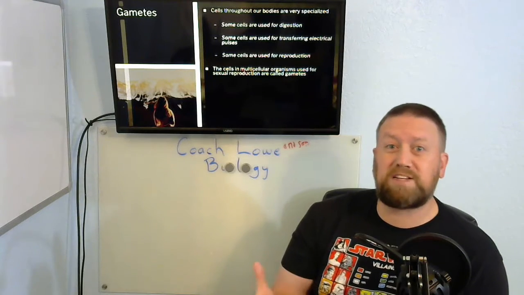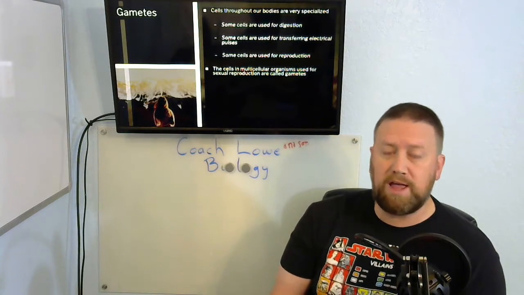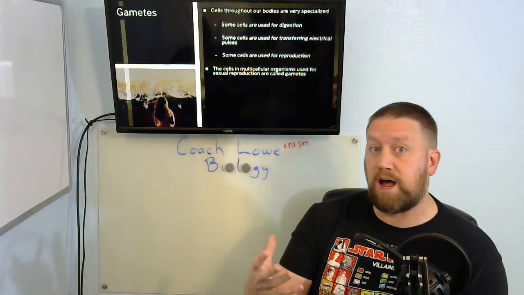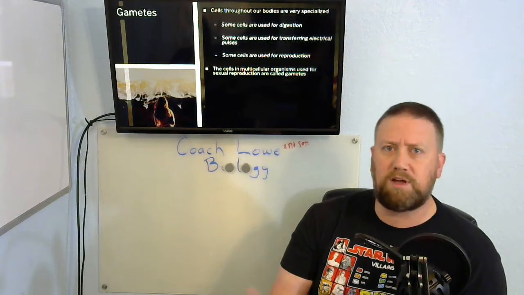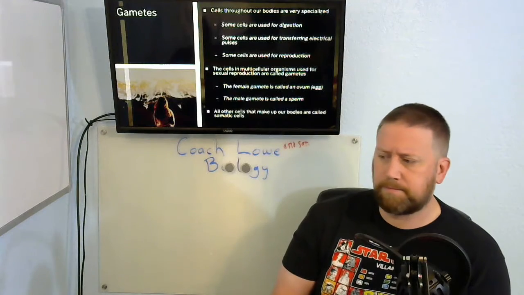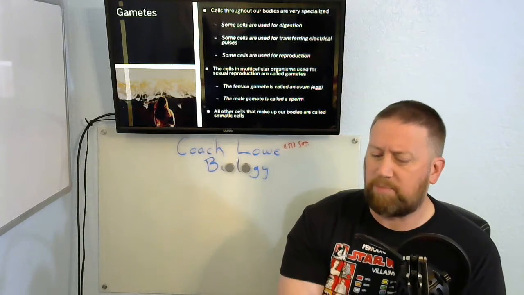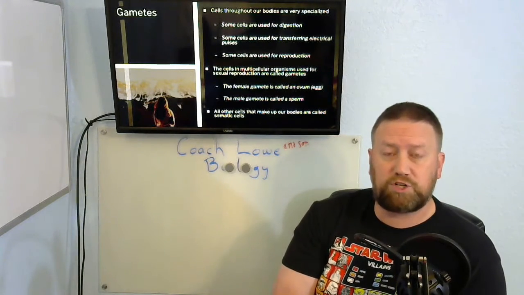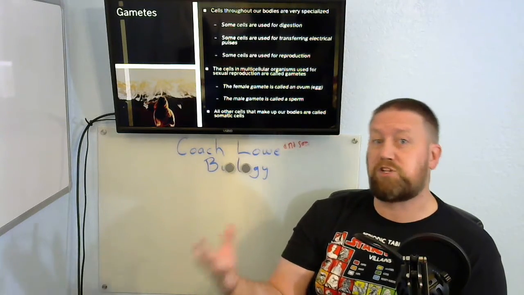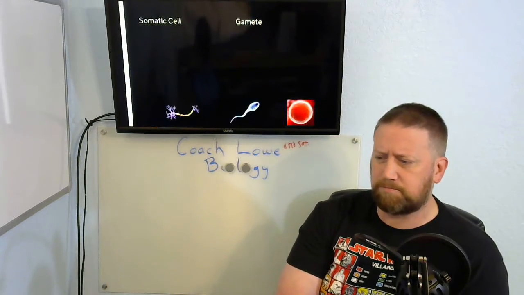Now, multicellular organisms will use gametes in order to produce an offspring. In humans, we have the sperm and the egg. Those are the gametes for humans. The egg, we call that the ovum. Now, all the other cells in our body, the ones that aren't used for sexual reproduction, we call those somatic cells. And like I said earlier, there is a difference between a gamete and a somatic cell. So let's look at those differences.